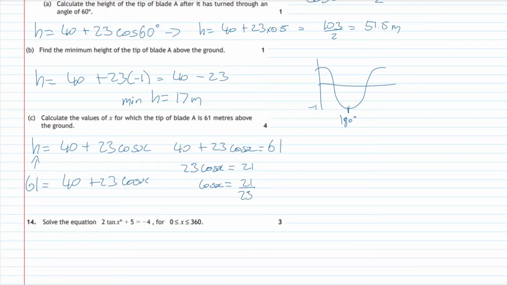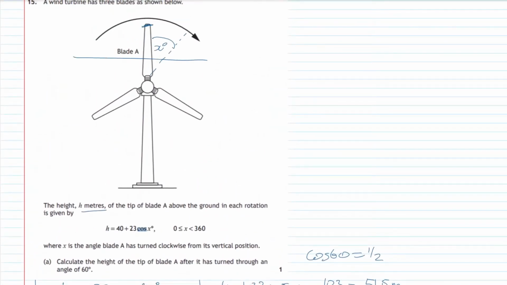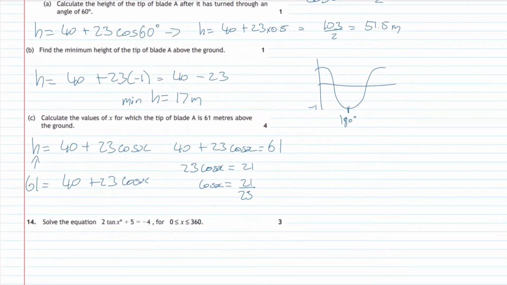And we want two answers. It says calculate values, so it's plural. And we can see from the graph that, for an arbitrary height, it'll reach at 2 points. So let's get our CAST diagram out to take the 2 quadrants that we need. I won't sketch it this time. Because it's positive, the first answer will be in the All section, and the second one will be in the Cos section.